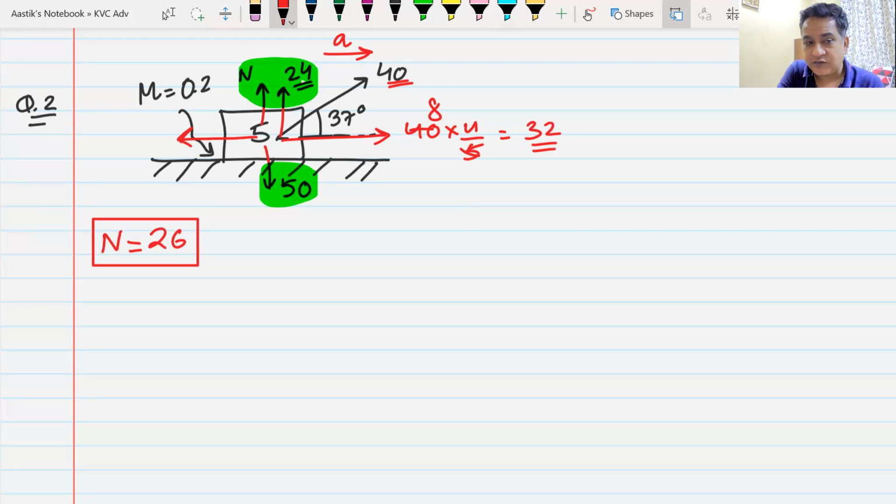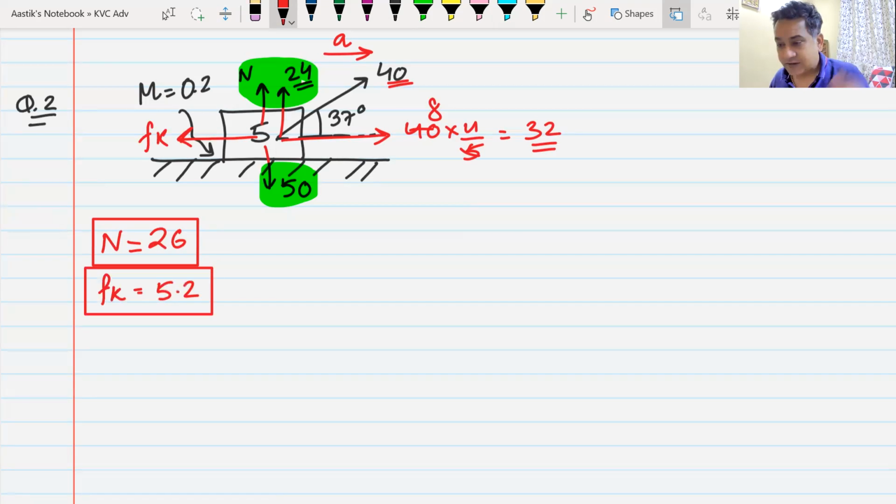I told you how to change frictional force. Either you can change the value of mu k. To change the value of mu k, you have to change the surface. I am not changing the surface here. What I have done is I have changed the value of N. Now I can find the value of frictional force. Frictional force will be 0.2 multiplied by 26, which is 5.2.